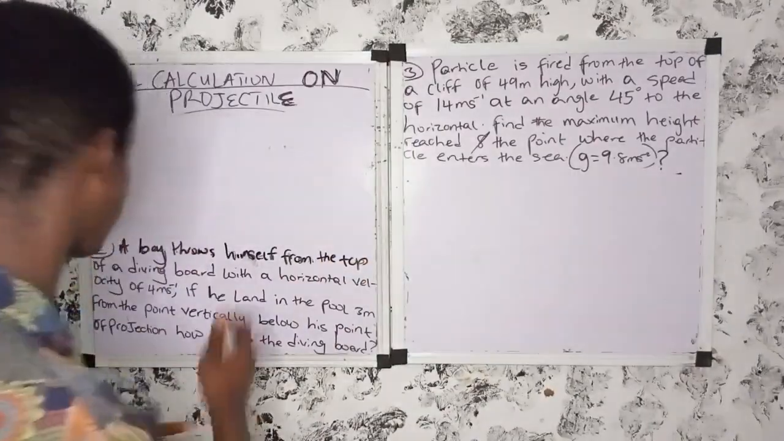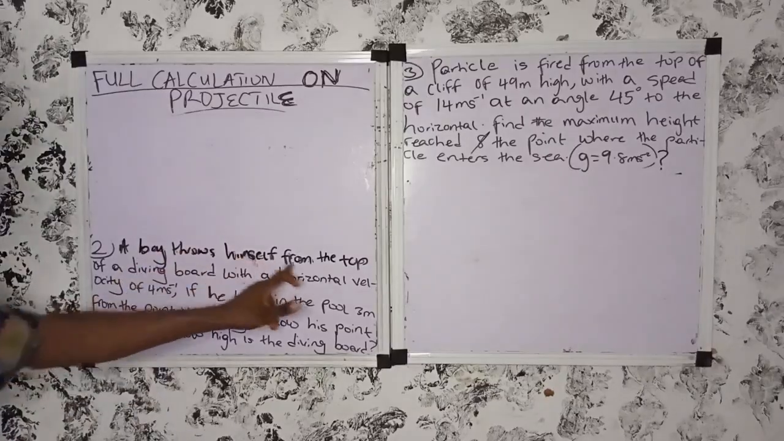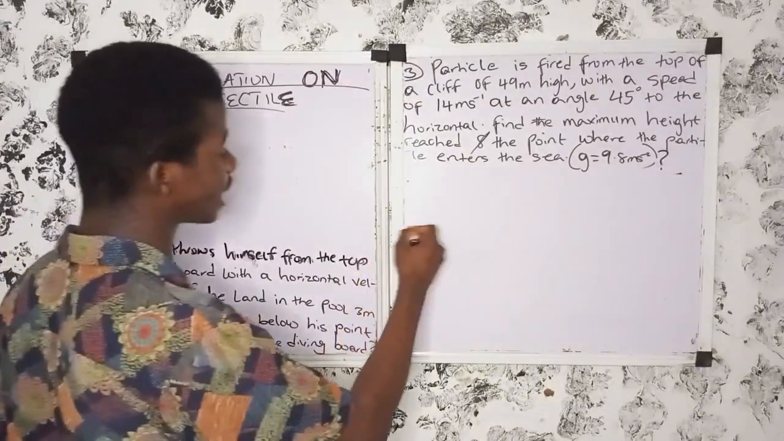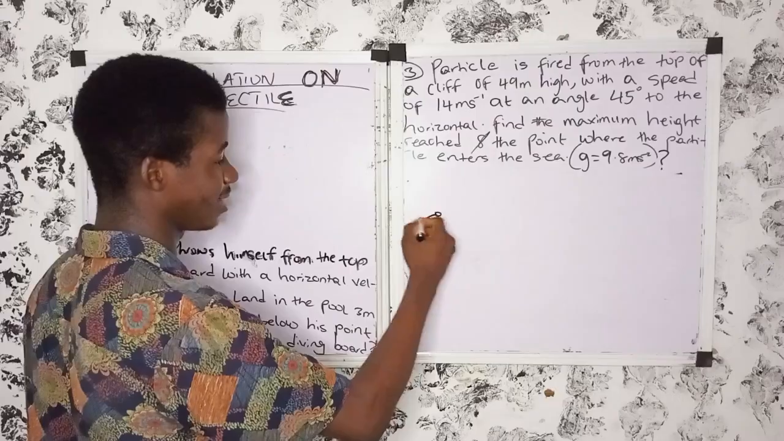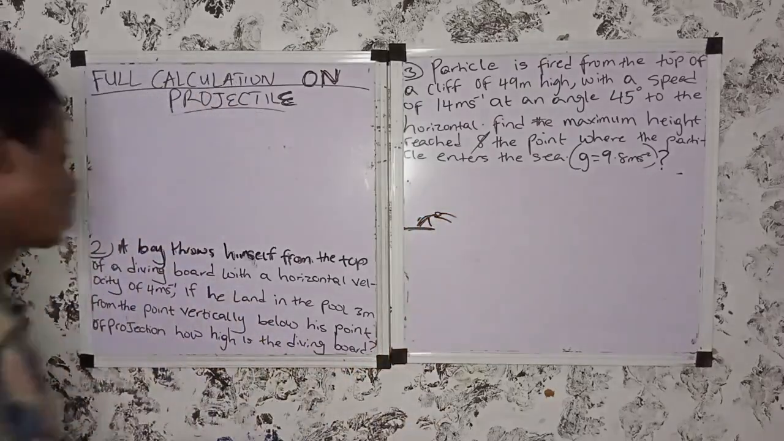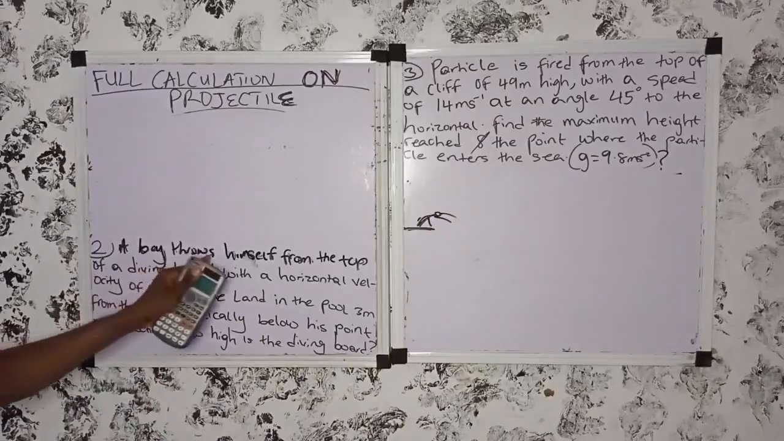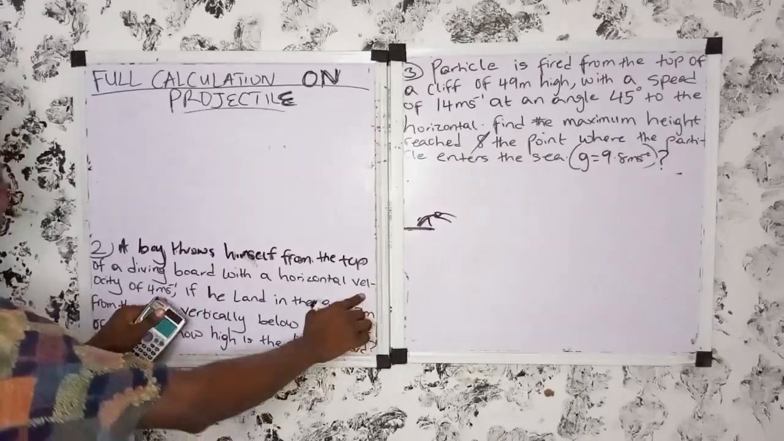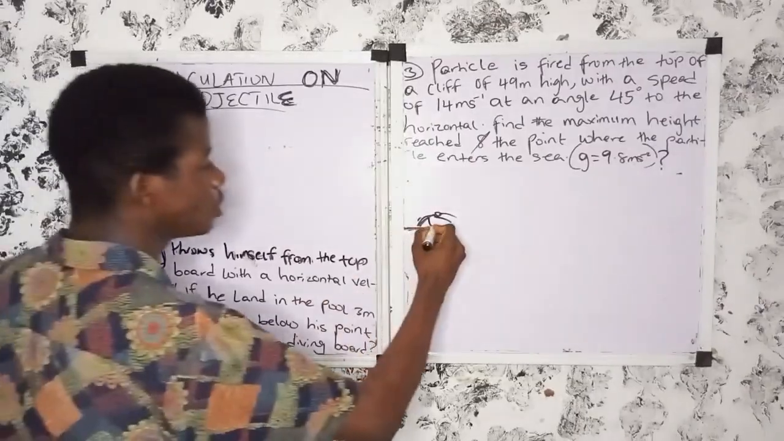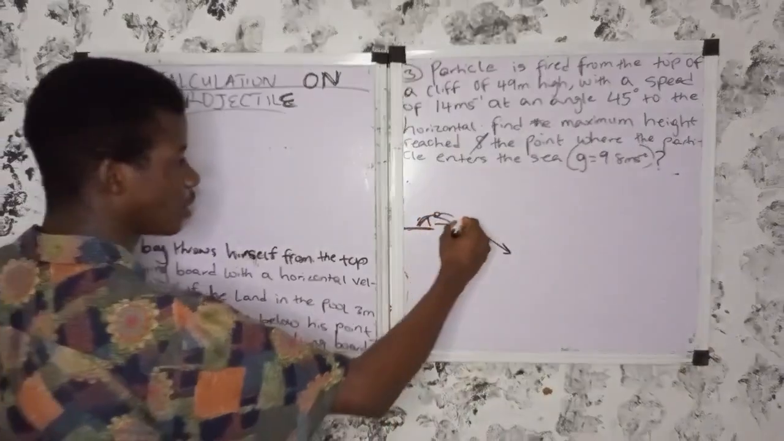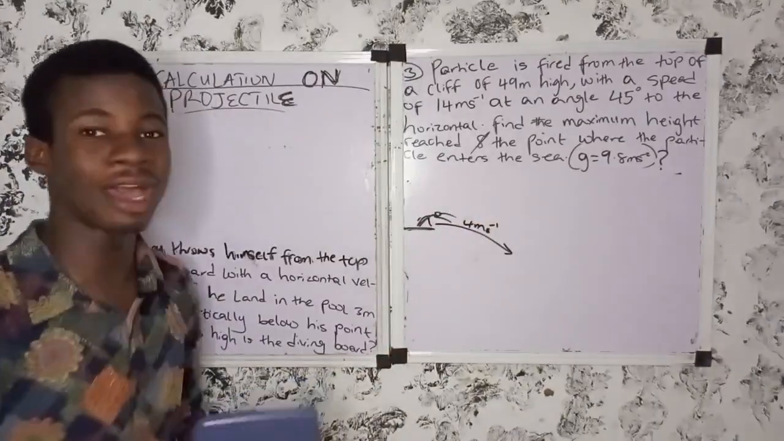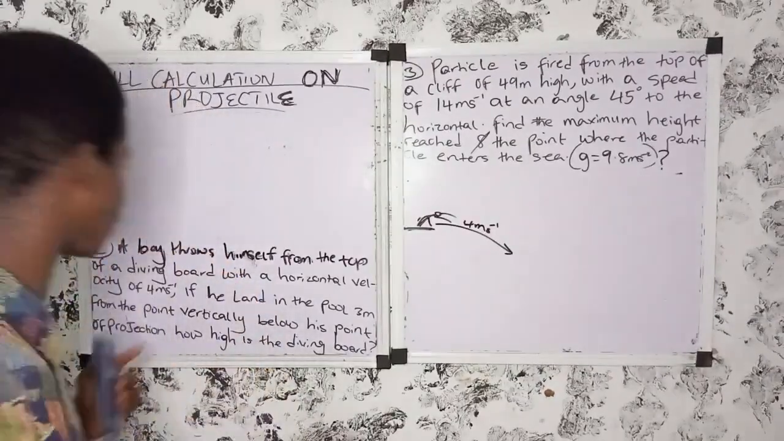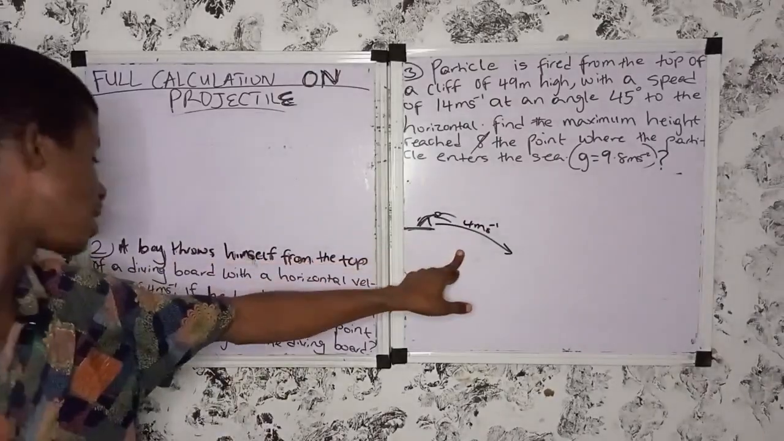Now for question two. A boy throws himself from the top of a diving board. Let me just illustrate it. Let's say this is a diving board and this is a boy. So a boy throws himself from the top of a diving board with a horizontal velocity of 4 meters per second. Remember, they said horizontal velocity.